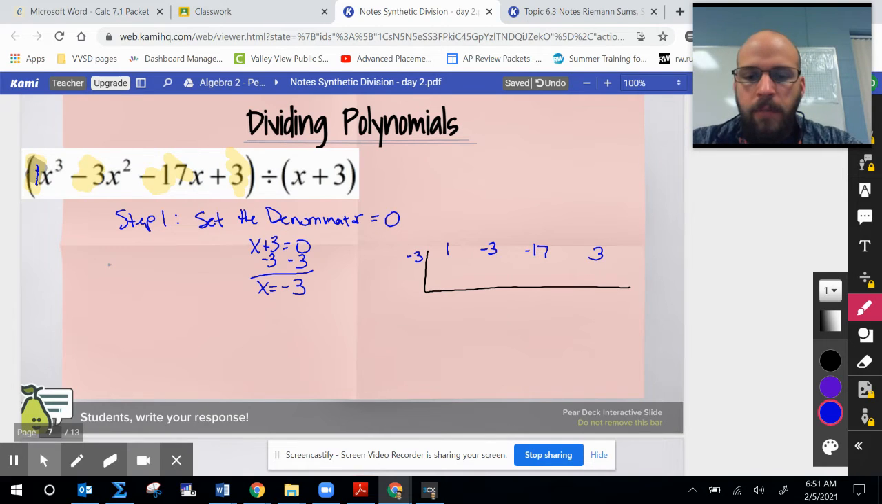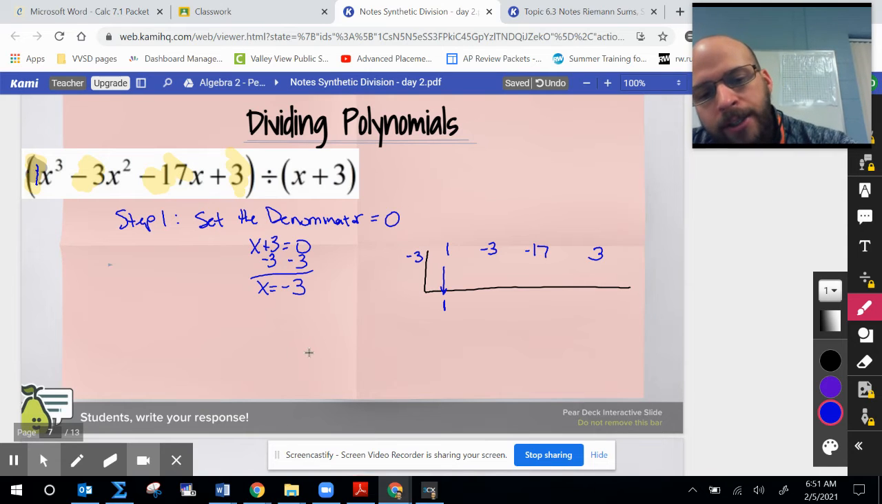Okay? And what I'm going to do is I drop the first number down. Don't touch it. Don't do anything with it. Just drop it straight down to the bottom. And now I start my process. So negative 3, we multiply. Always multiply. Negative 3 times 1 is a negative 3. And then we're going to add straight down. That gives me a negative 6.